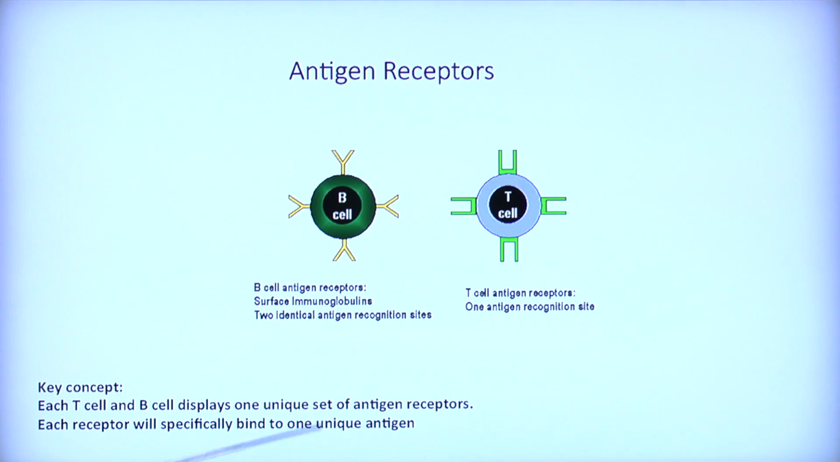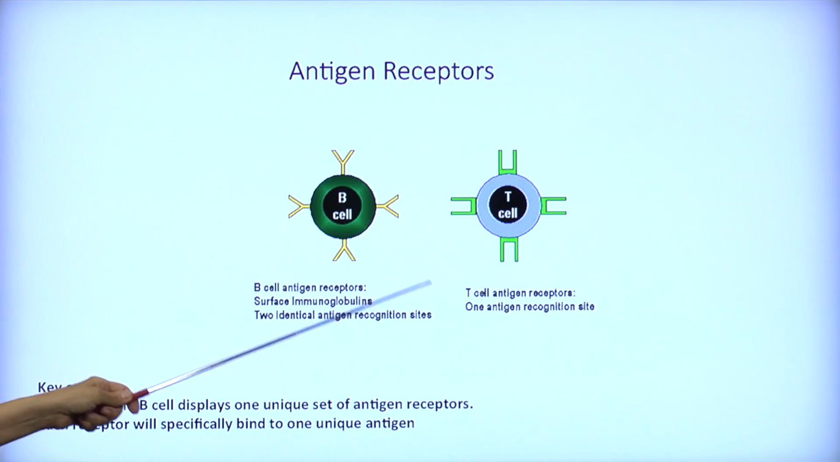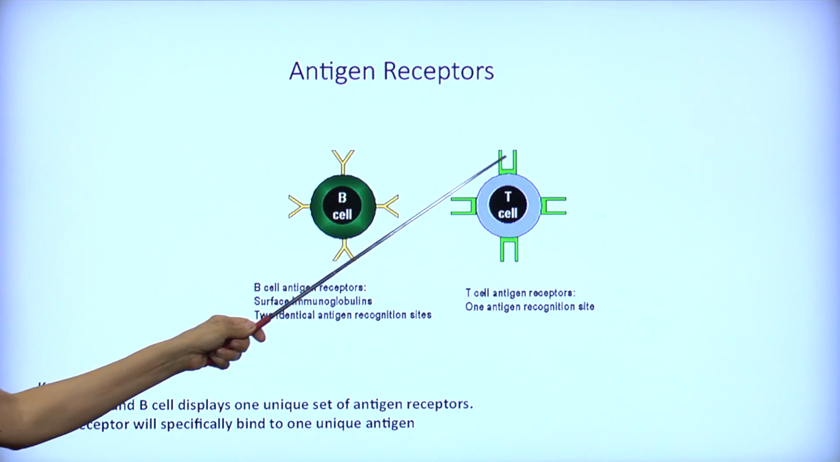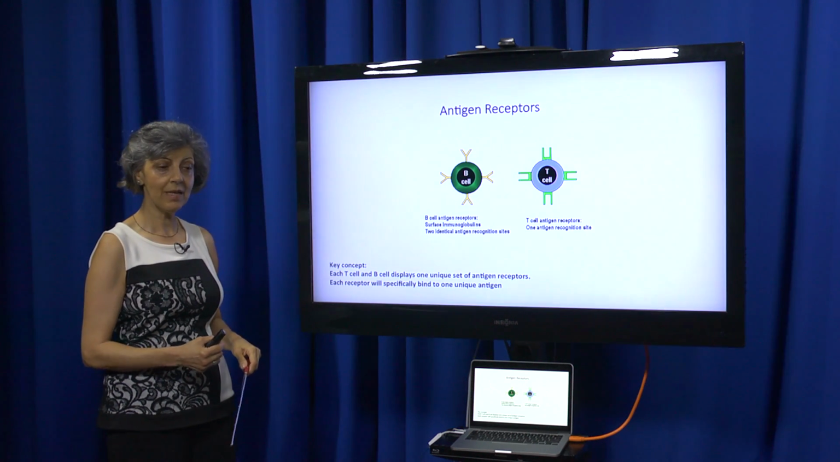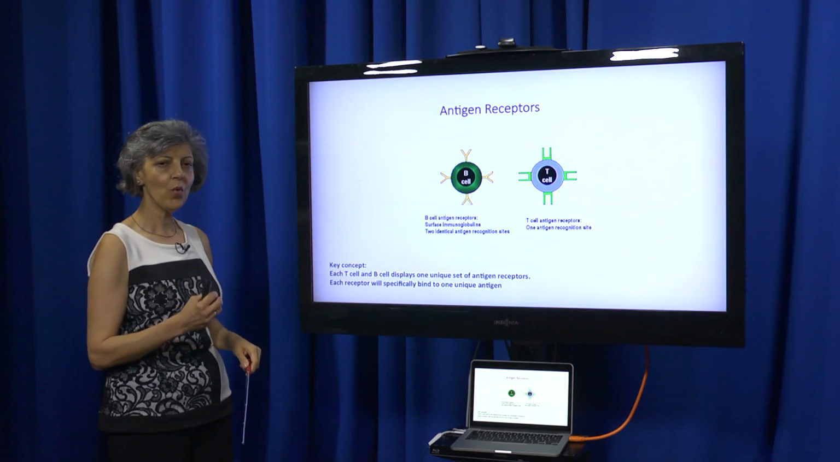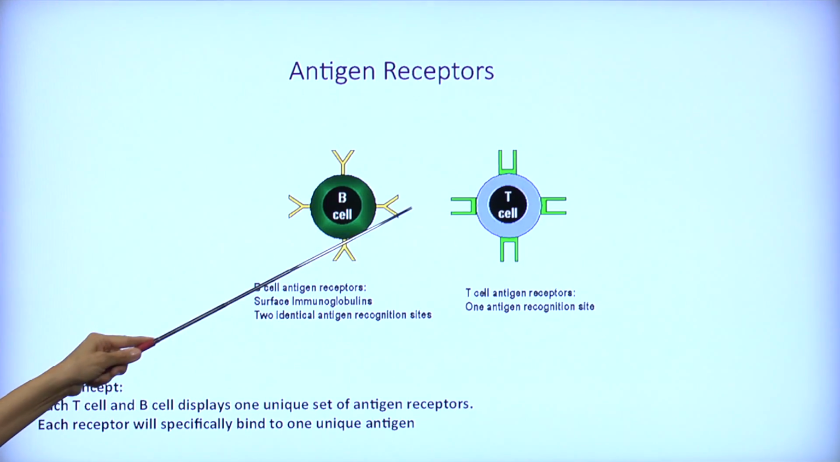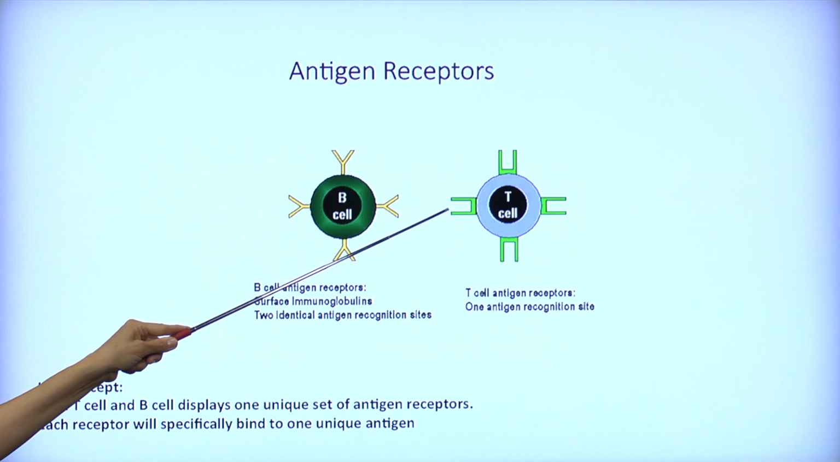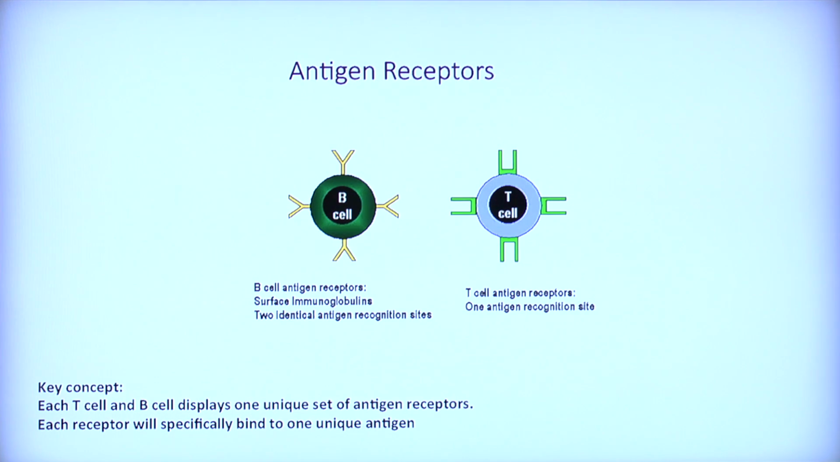These are antigen receptors. So this is a B cell with antigen receptors on its surface. This is a T cell with antigen receptors on its surface. What is the function of the antigen receptor? To identify one specific antigen. How do they do that? The antigen receptor has a shape and it will only recognize an antigen that is complementary to this shape.